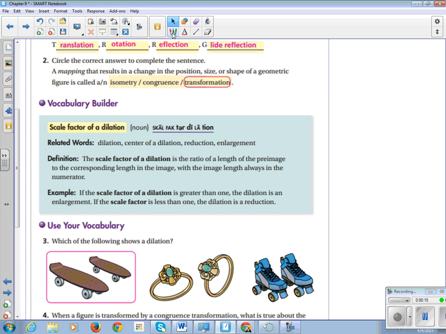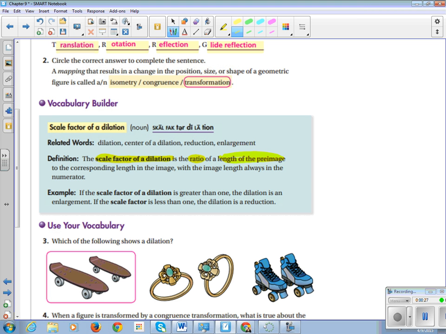All right, so you guys, we're going to look at the scale factor of a dilation, which is the ratio of the length of the pre-image to the corresponding length in the image. So we're going to be looking at scale factors with the image length always in the numerator. So what we get always ends up in the numerator.